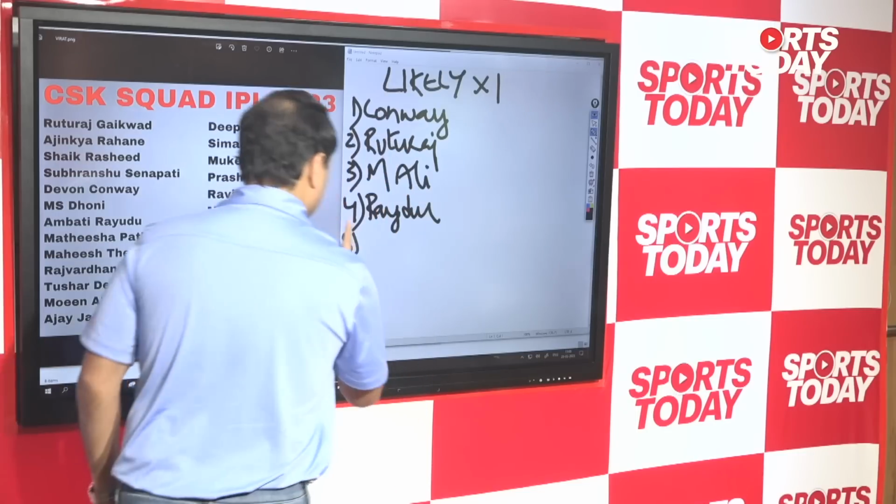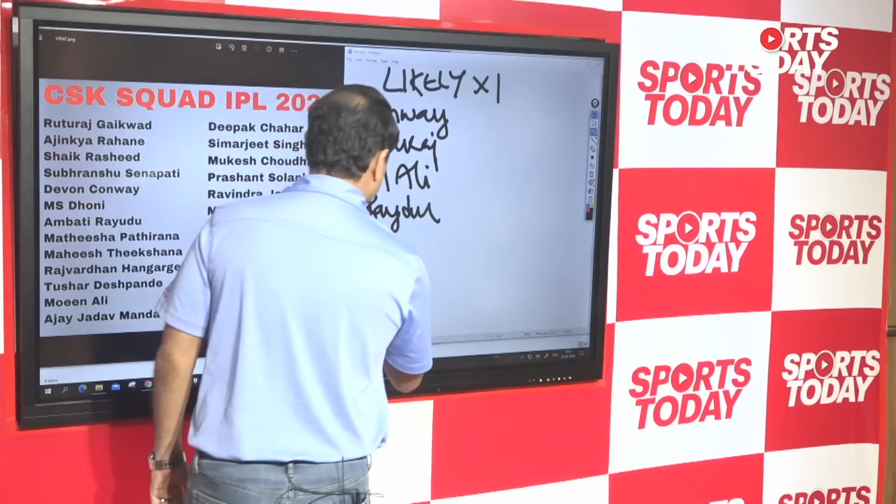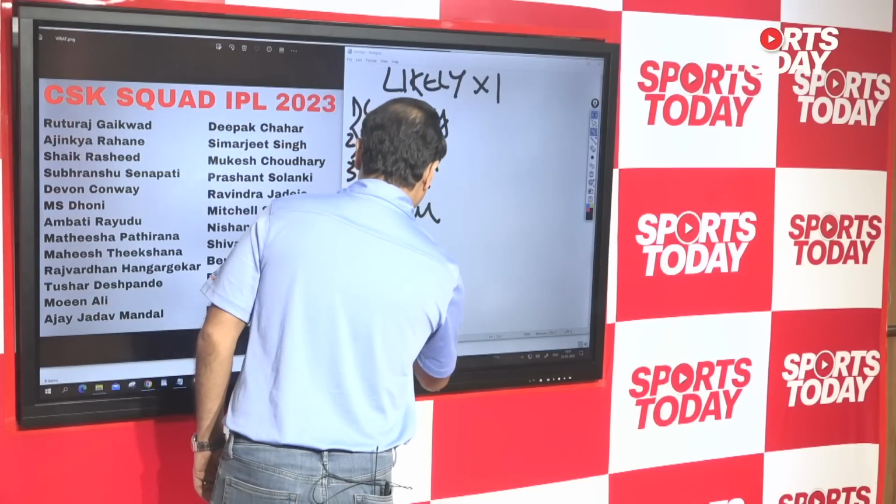Yeah, 6 would be MS Dhoni. There's also Ben Stokes. Ben Stokes would be 6. Stokes has to bat at 4, no? No, actually, I'll bat Stokes at number three. Okay, I'll make the changes.